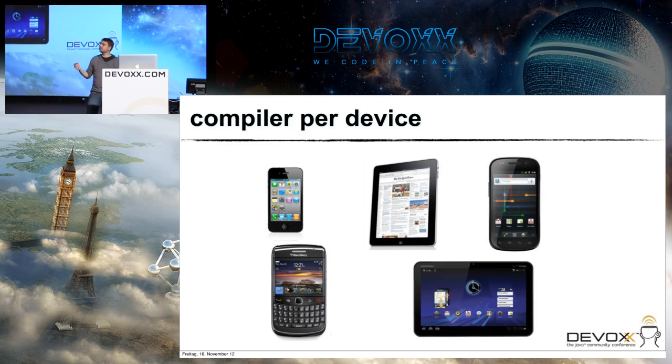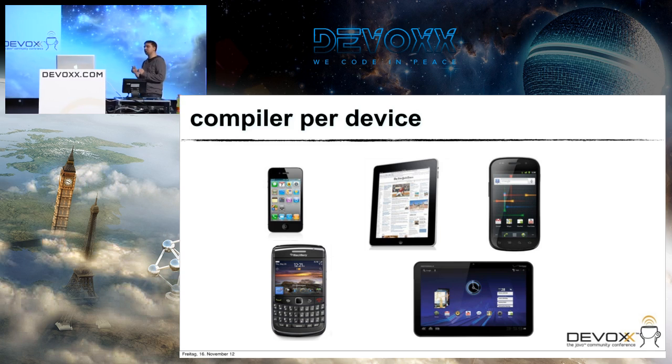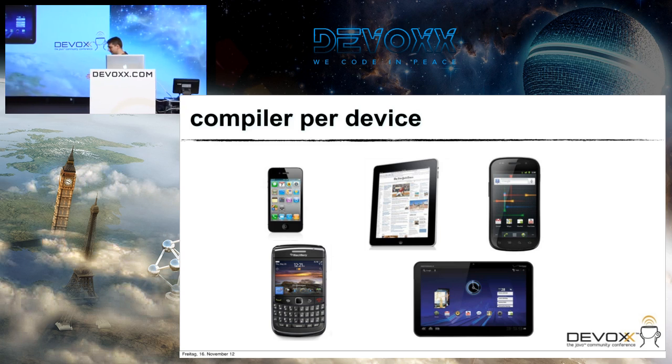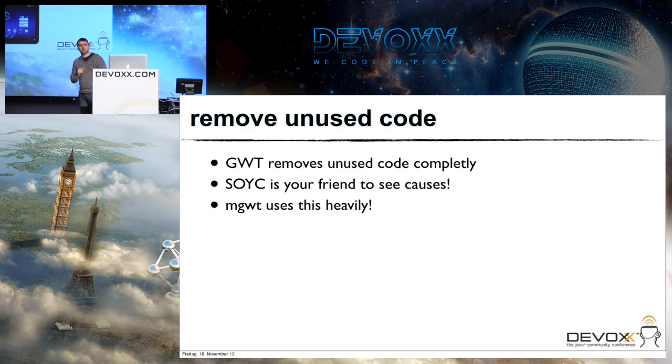So we compile once per device, meaning we produce one permutation of JavaScript per device. This means that only the code that's relevant to a specific device ends up on that device. So if you're only using 20% of mgwt, you're not going to get punished for using mgwt. Only those 20% end up in your actual compile. And that's down to fields and even methods. And GWT does excellent work at that.